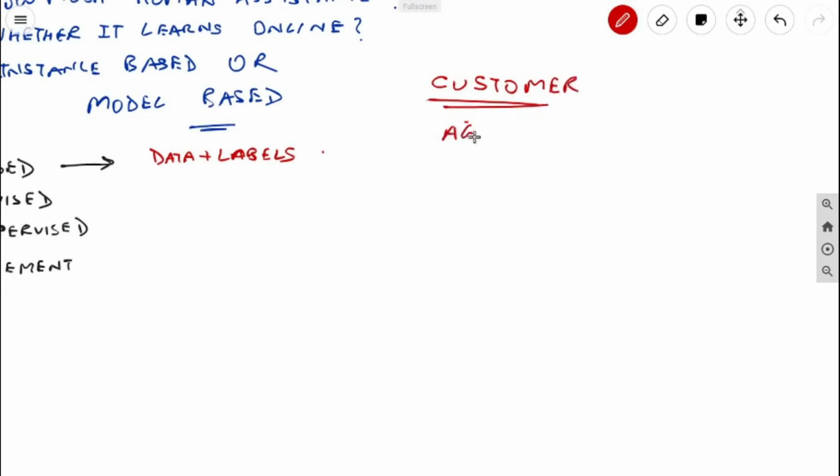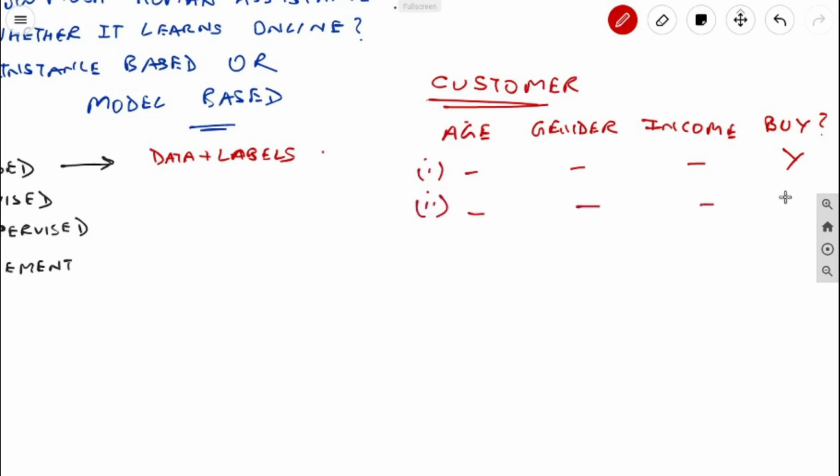For each customer, we have their age, gender, and income. Suppose we have these three data points for each customer, and we have whether they have bought the product or not. So we have some age, gender, income, and he has bought the product, yes. Now the next customer, we have his age, gender, income. Bought the product, no. Again, third customer: age, gender, income, bought, no.